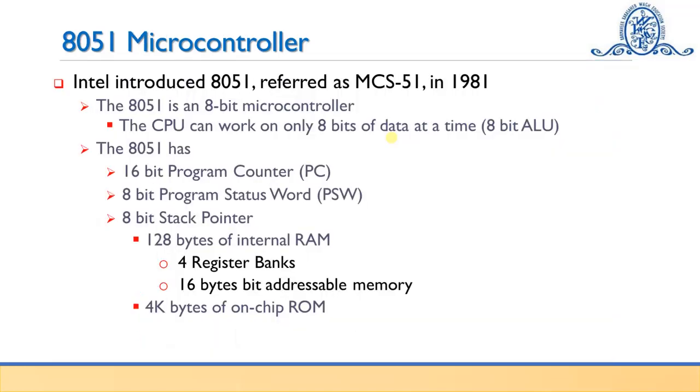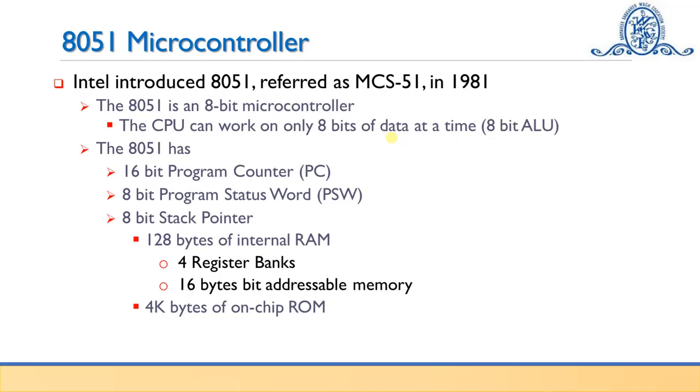Now, before we start with the actual interfacing, let us have a quick recap of the 8051 microcontroller. This 8051 microcontroller was introduced by Intel in 1981 and it is commonly referred to as MCS51. It is an 8-bit microcontroller. That means the CPU can work on only 8 bits of data at a time. The reason being an 8-bit ALU is there.